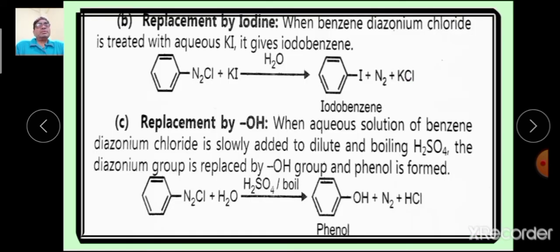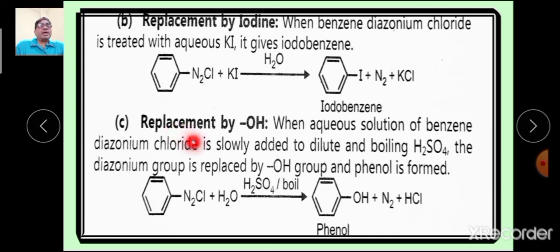Now, replacement by iodine atom. Here, benzene diazonium chloride is treated with aqueous potassium iodide. The product is iodobenzene. Here, benzene diazonium chloride reacts with KI, forming iodobenzene. Again, this is a replacement, releasing nitrogen.